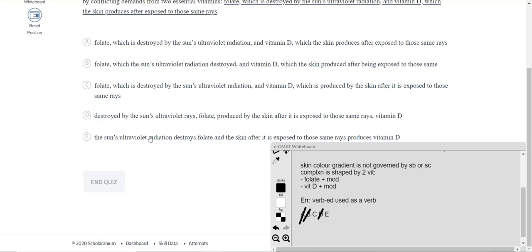Let's look at E. From two essential vitamins, the sun's ultraviolet radiation destroys folate. Now, this is nonsensical because we're actually meant to list the two essential vitamins, and the first entity here is the sun's ultraviolet radiation, which is not a vitamin. So it's a nonsensical construction here. E is out. I'm going ahead with C. I like C.